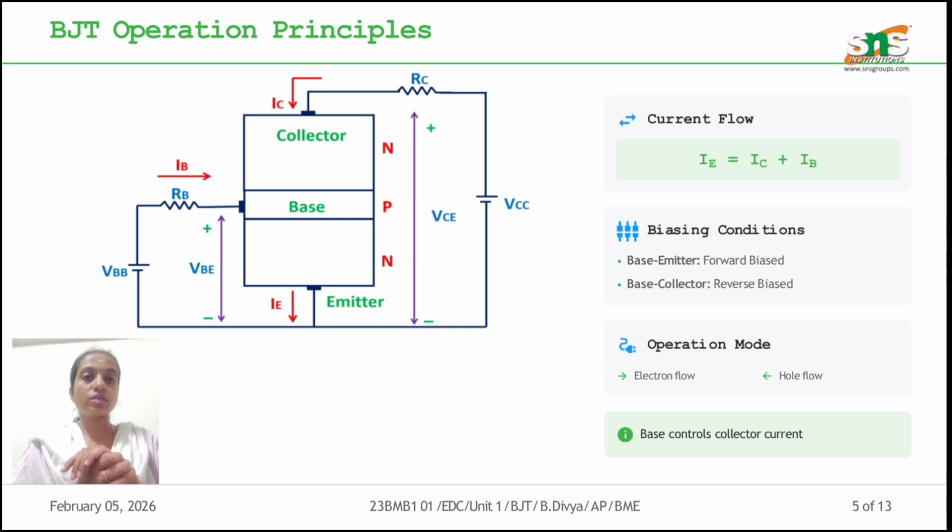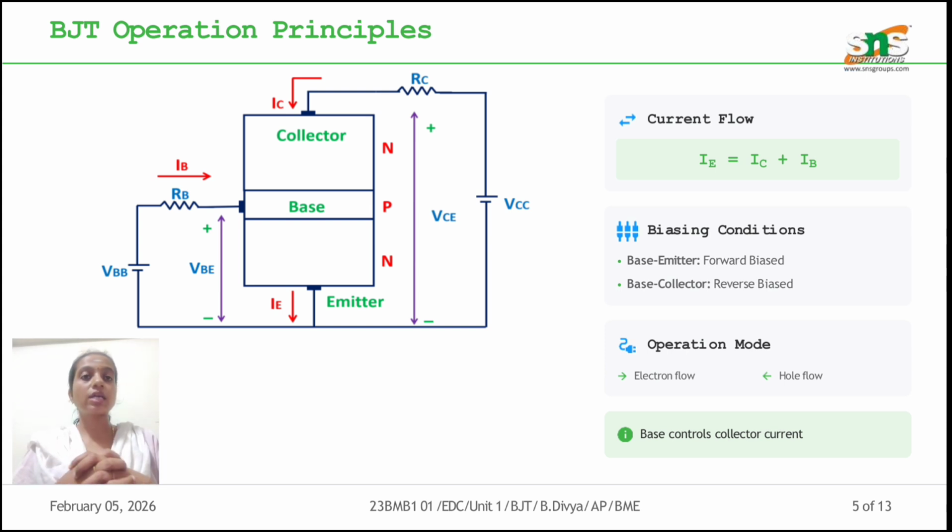As I told you already, we have three different configurations: common base, common emitter and common collector. Of these three, the common emitter is the best one, where we get an exact amplification output and a very high efficiency.